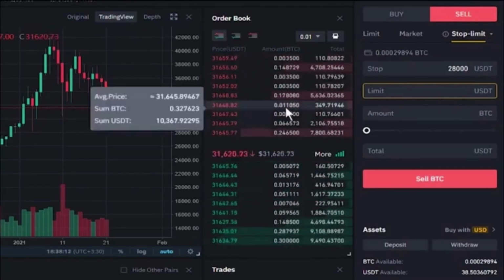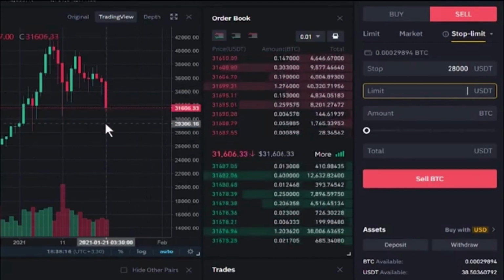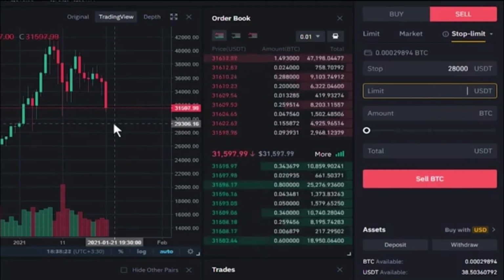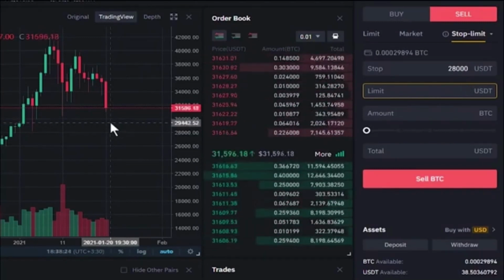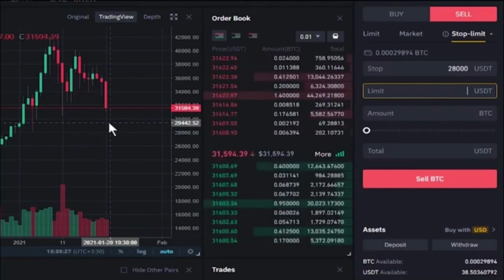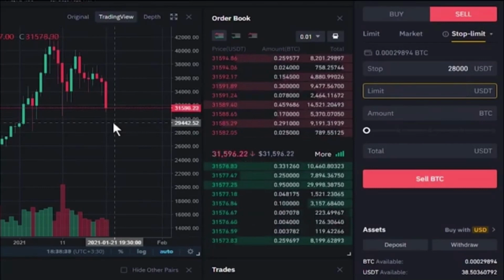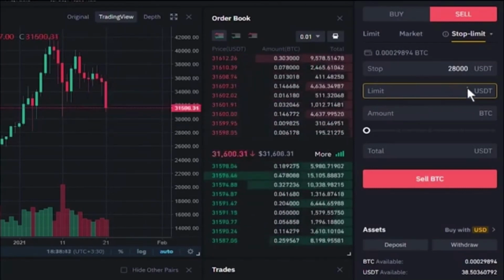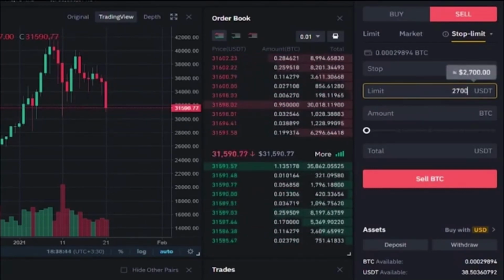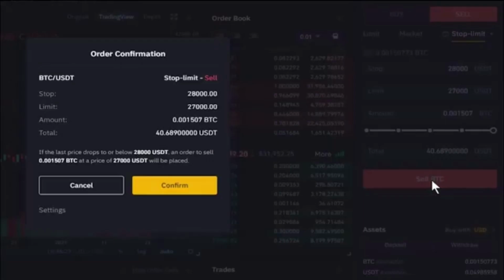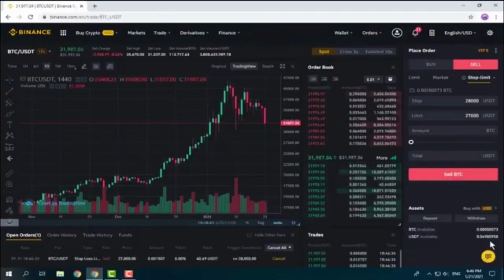Why? Because when the market is highly volatile and the price is declining sharply, your order may not get filled and your position may go to more loss. So by placing the limit price a little lower than the stop price, you will have a higher possibility that your order will get filled when the price reaches the stop price. So we set it, for example, 27,000. And for the amount we set it on 100% of our total available Bitcoin, and by clicking on sell BTC, here's the confirmation, by clicking on the confirm, and it's done, successfully placed.